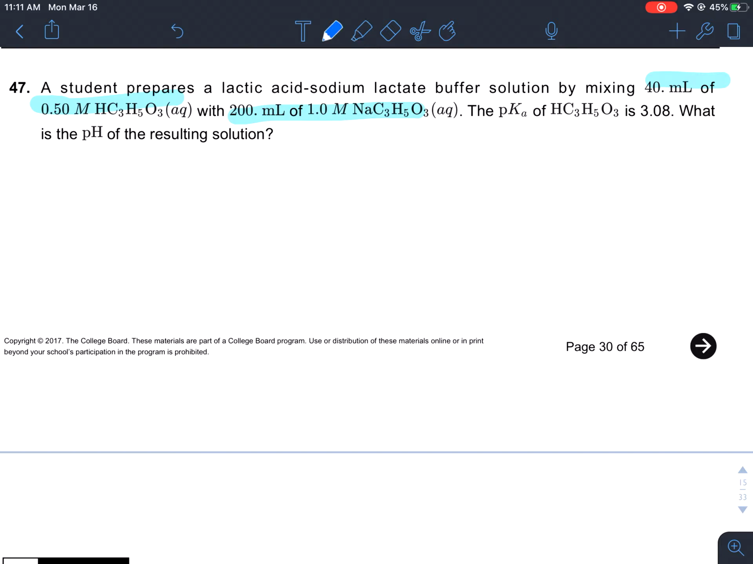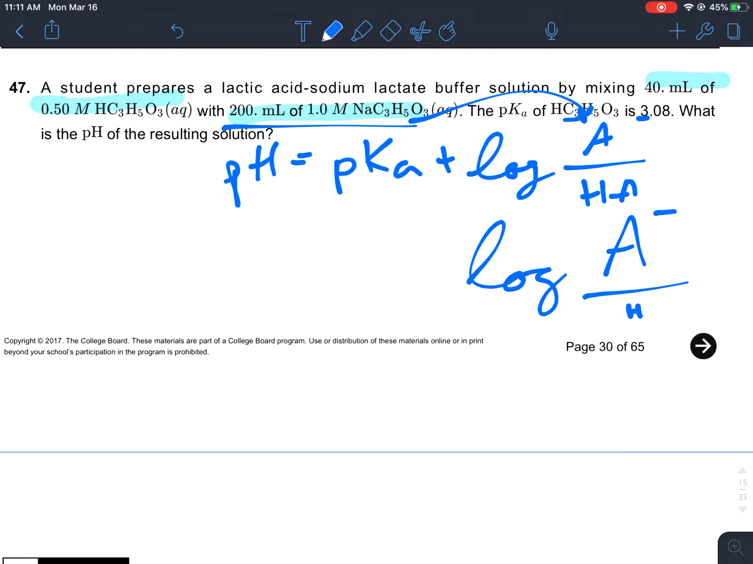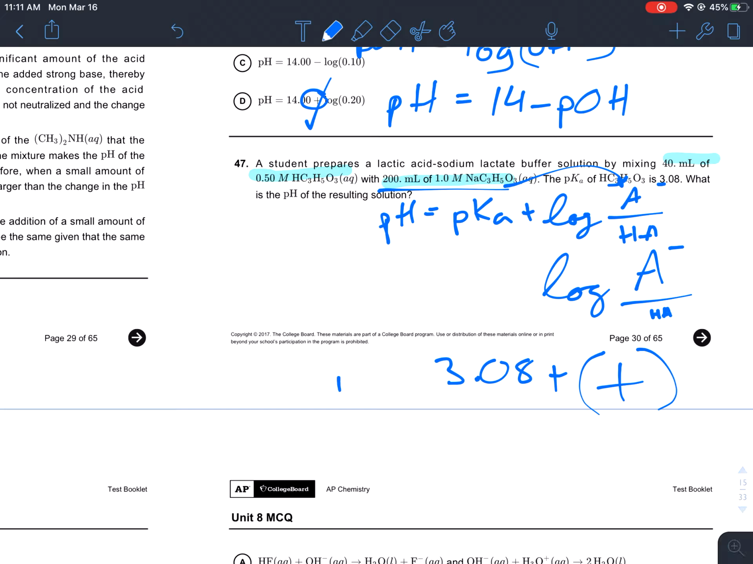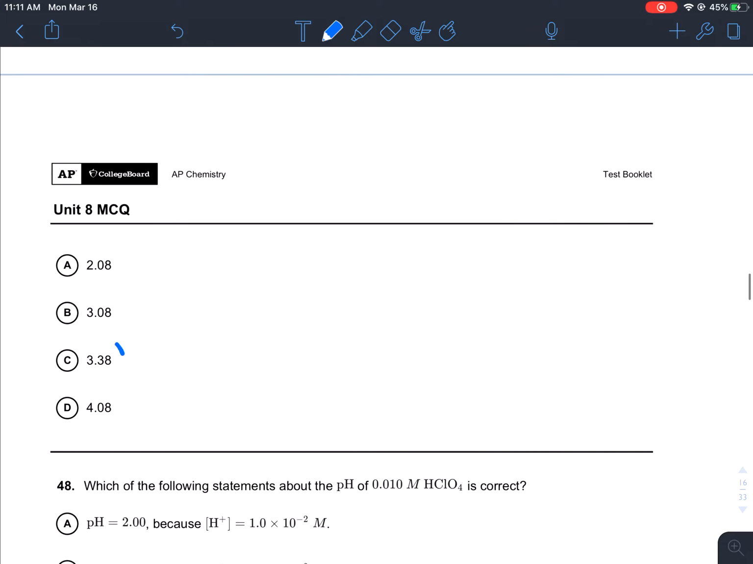So again, Henderson-Hasselbalch: pH is equal to pKa plus the log of my A minus over my HA. So in other words, we said we had more of this, which is the A minus, okay? If you take the log of something that has a bigger numerator than it does a denominator, this is going to be some kind of positive number. And the pKa is 3.08, right? So pKa plus a positive number is good. The pH is going to be greater than 3.08. The answer turns out to be C.